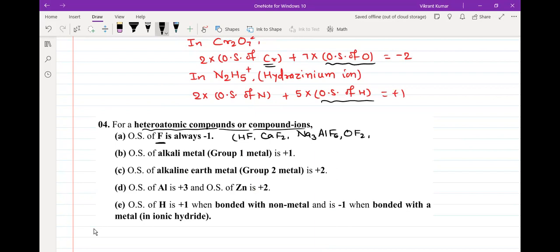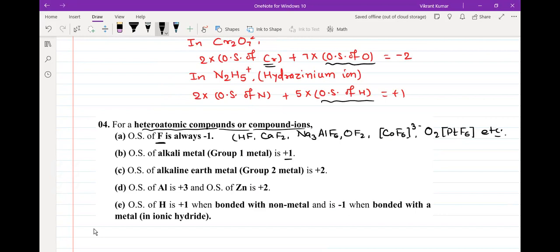I can give you even more complicated ones. Like if I give you CoF6 3-, if I give you O2PtF6, ऐसा कुछ भी लिख दूं ना, देख लिया कि हेट्रोएटॉमिक है और उसमें F है, तो F will be -1. Simple. कितना भी कॉम्प्लिकेटेड लिख दो. Is it okay?